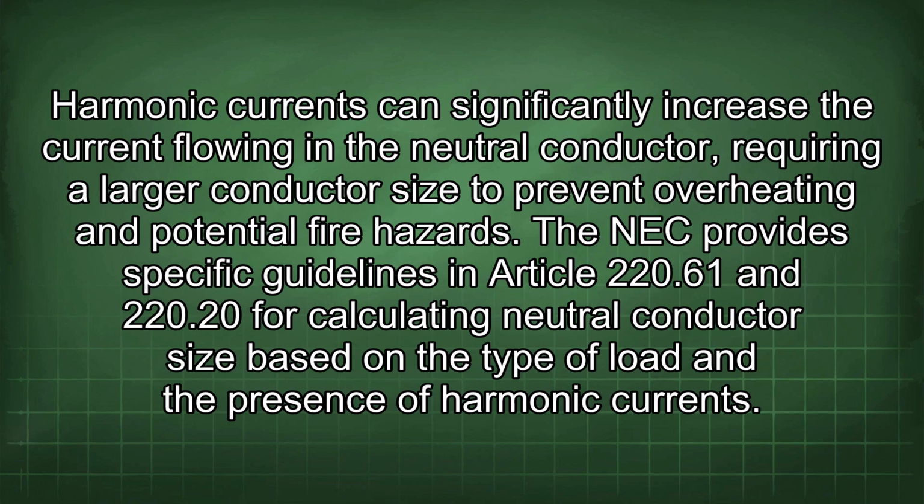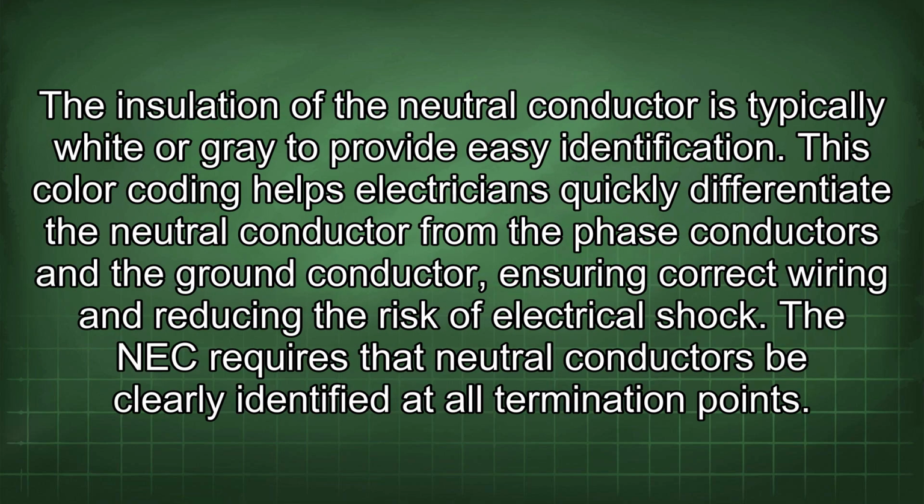The NEC provides specific guidelines in Article 220.61 and 220.20 for calculating neutral conductor size based on the type of load and the presence of harmonic currents. The insulation of the neutral conductor is typically white or gray to provide easy identification. This color coding helps electricians quickly differentiate the neutral conductor from the phase conductors and the ground conductor, ensuring correct wiring and reducing the risk of electrical shock. The NEC requires that neutral conductors be clearly identified at all termination points.